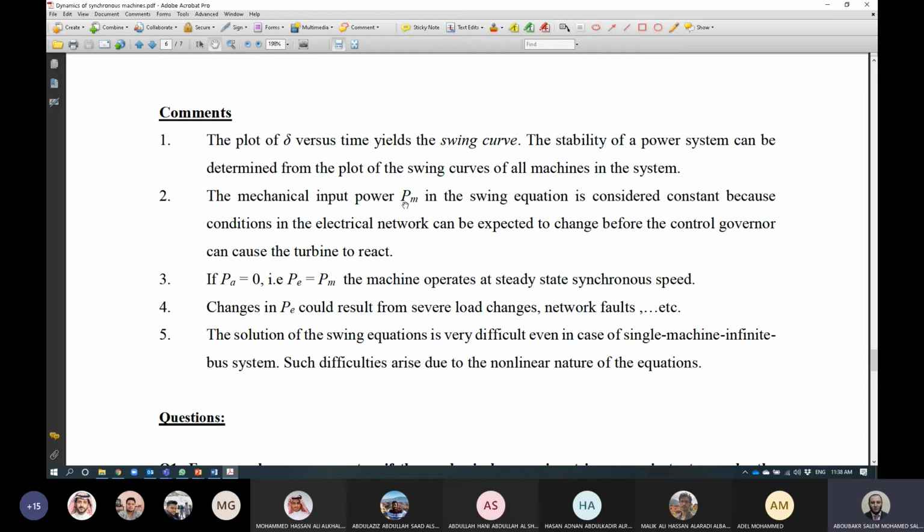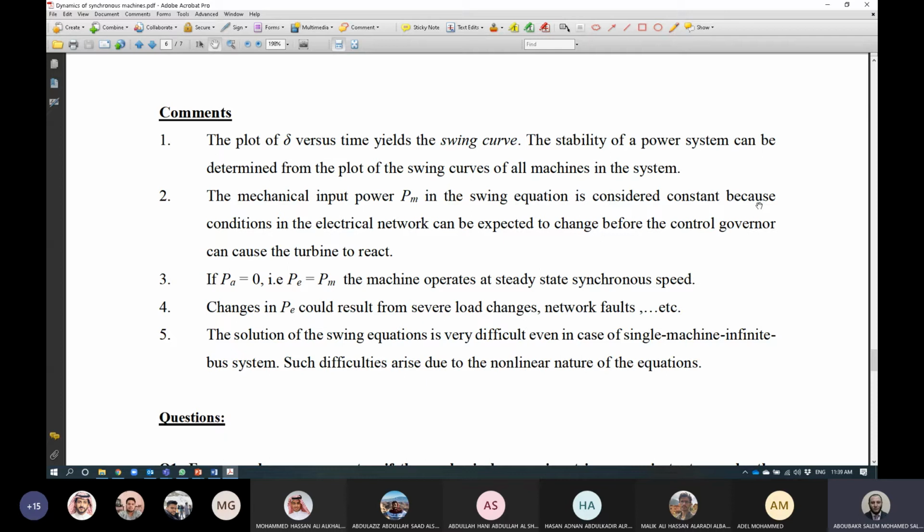The mechanical input power Pm in the swing equation is considered constant. Why? We said we are going to discuss the relation during the transition periods only. And we discussed before that the electrical time constant compared to the mechanical time constant is very small. So if you have a short circuit, for instance, the short circuit time has to be very small, and you have to clear this short circuit very fast. So we can consider during this period Pm is constant. However, Pe will be changed.